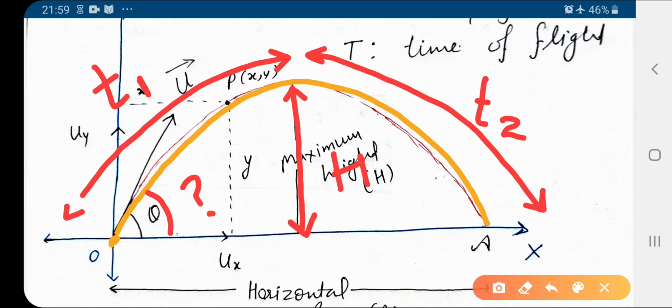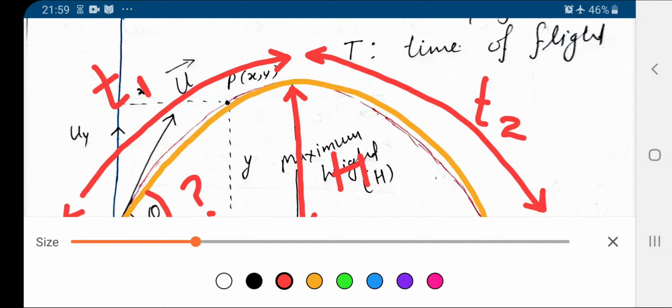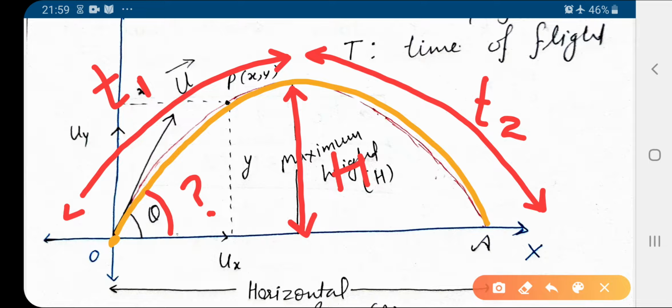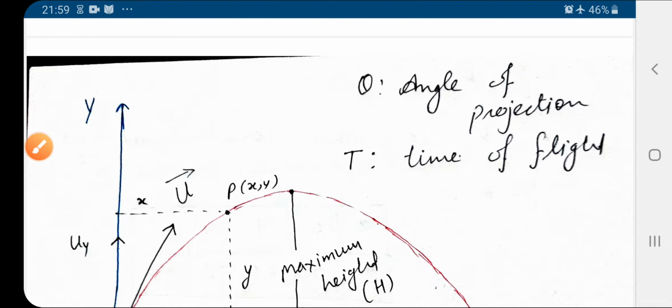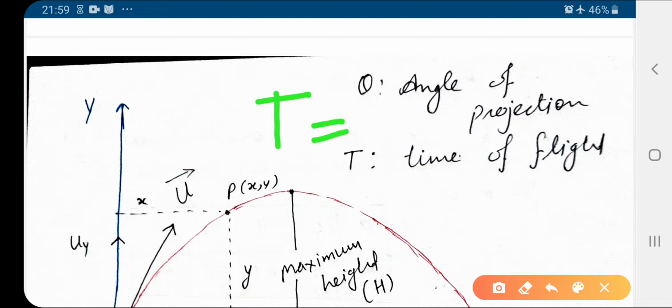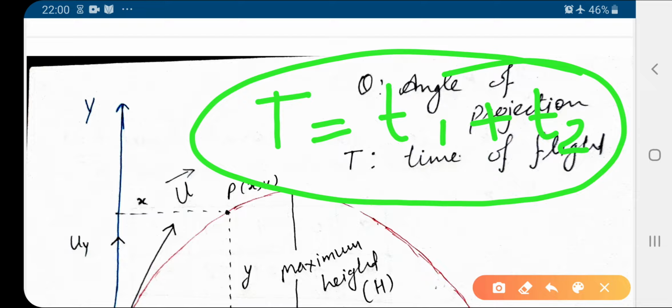And the sum of these two, t1 and t2, is called time of flight. That is the total time taken by the body from the point of projection to reach on the ground, you can say, the total flight.